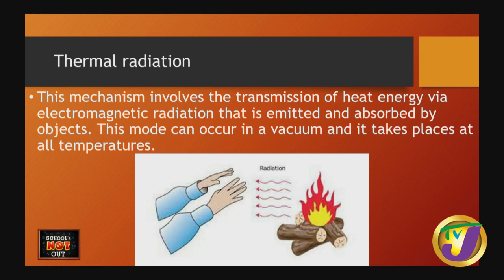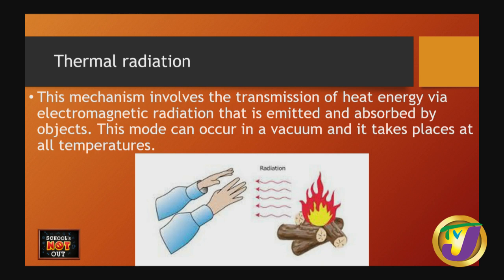On to radiation. This mechanism involves the transmission of heat energy via electromagnetic radiation. Electromagnetic radiation is simply that form of energy that is composed of oscillating particles. When you start doing waves and optics, we delve a bit deeper into that. But just know that heat can travel by way of electromagnetic radiation, and that is emitted or absorbed by objects. Objects typically absorb radiation and they emit radiation, and the form in which they emit it is heat.